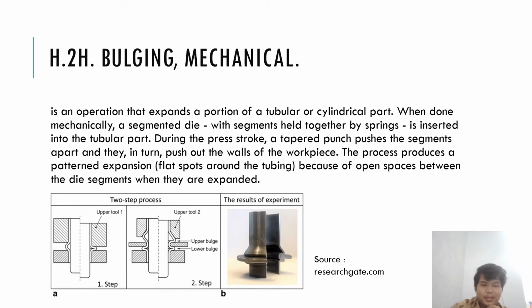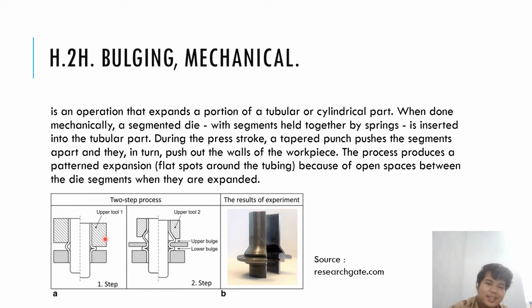Mechanical bulging. Bulging is an operation that expands a portion of a tubular or cylindrical part. When done mechanically, a segmented die, with segments held together by springs, is inserted into the tubular part. During the press stroke, a tapered punch pushes the segments apart, and they in turn push out the walls of the workpiece. The process produces a pattern of expansion, flat on the rounded tubing, because of open space between the die segments when they are expanded. So step 1 is here.